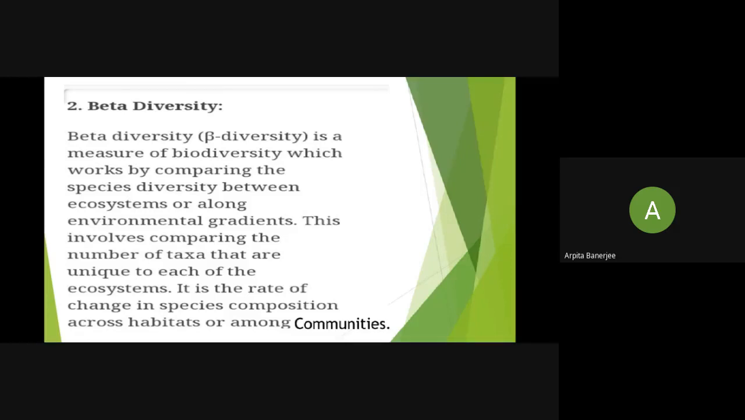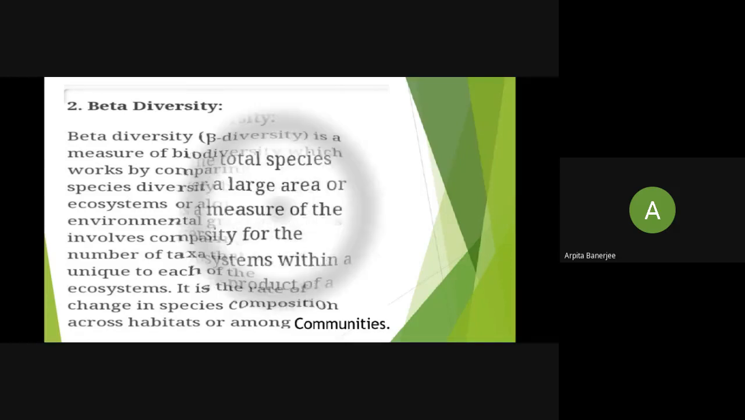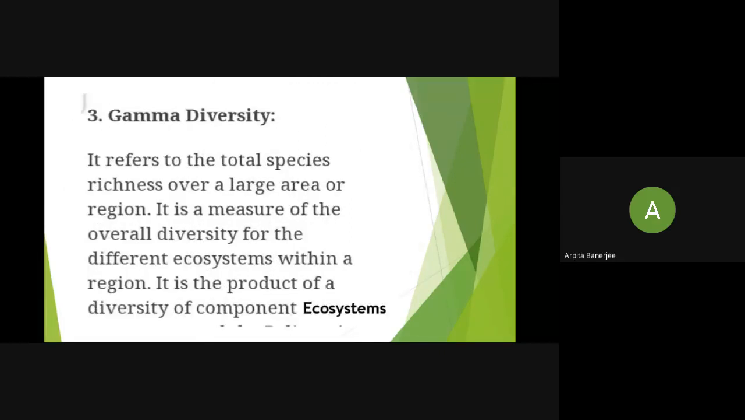Next one is left, that is gamma diversity. It refers to the total species richness over a large area or region. It is a measure of the overall diversity for the different ecosystems within a region. It is the product of the diversity of the component ecosystems.